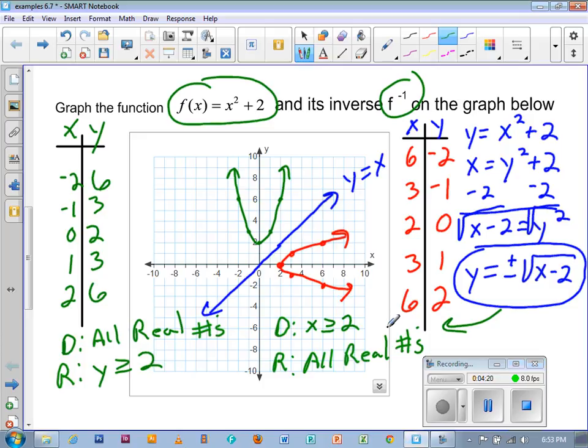So there's an example of how to find an inverse of a quadratic equation. Hopefully that went well. That's video number 2 for section 6-7.